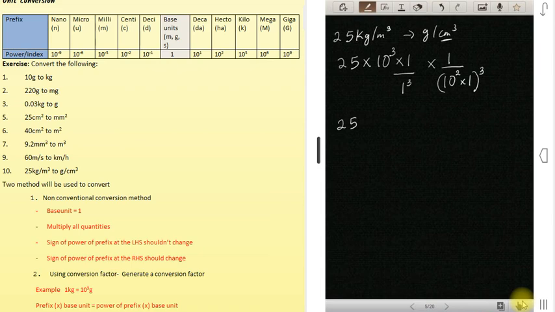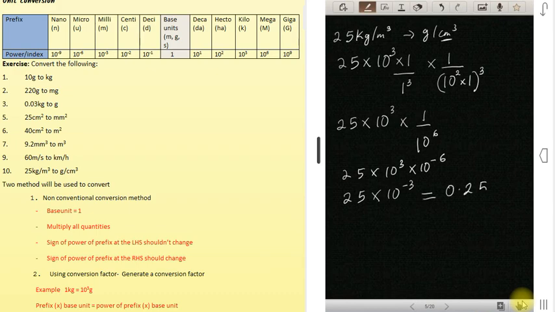So I have 25 times 10 to the power of 3. This 1 raised to the power of 3 is 1. 1 divided by 1 is 1. No need to put that on. Times 1 over 10 to the power of 6. Okay, that leaves us with 25 times 10 to the power of 3 times 10 to the power of negative 6, which is 25 times 10 to the power of negative 3. And that gives us 0.25 gram per centimeter cube.